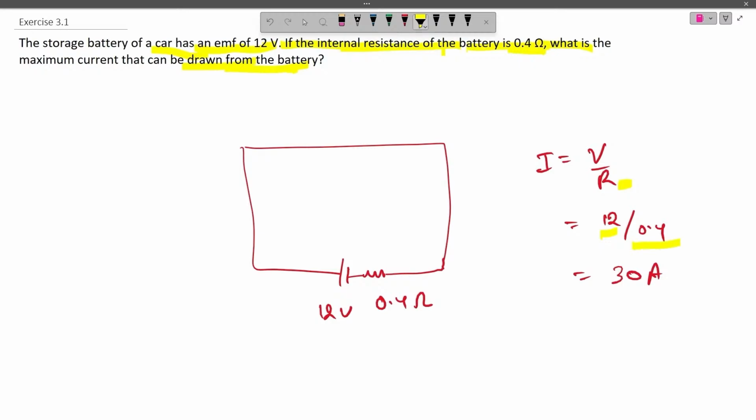Now using this formula, we get the value of maximum current as 30 ampere. That is, if there is no other electrical component connected to the circuit, we can get a maximum current of 30 ampere with this 12 volt battery and internal resistance of 0.4 ohm.